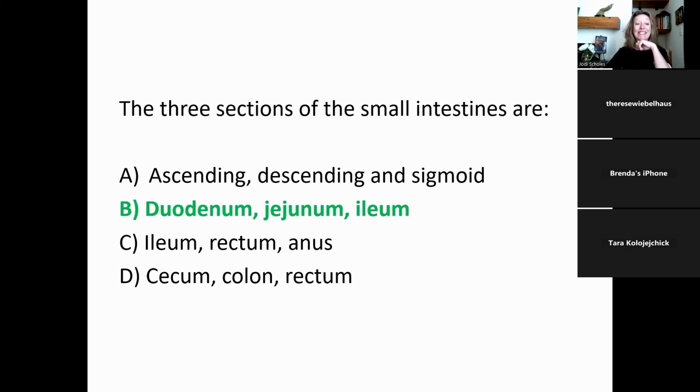The duodenum, the jejunum, and the ileum. And those are the order. That's the order that they occur. So if you had a question that said ileum, jejunum, and duodenum, the best answer would still be B because of the order. That's the proper order of the small intestines. Next question.